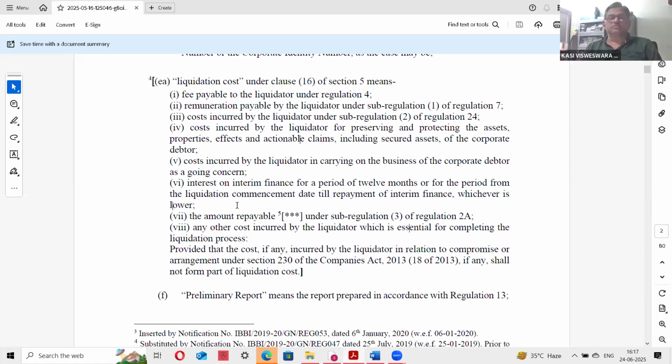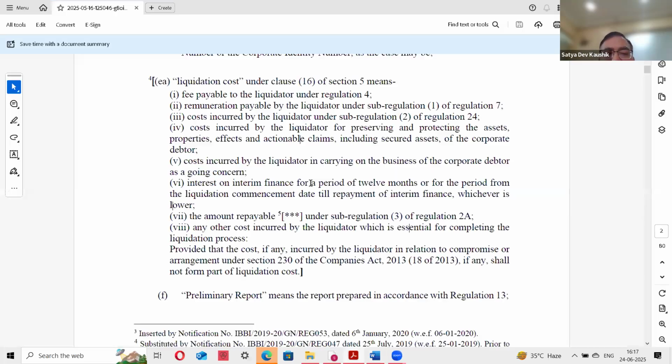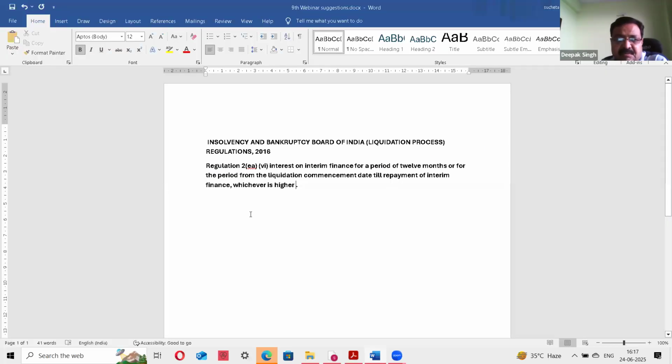Interest on interim finance, finished. That is simple. So, what is your suggestion, sir? Irrespective of period, whether higher or lower, interim interest should be paid. That will serve both purposes, for amount and for period, irrespective of the period for which interim finance is extended.